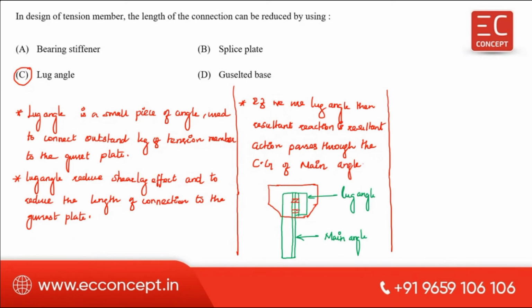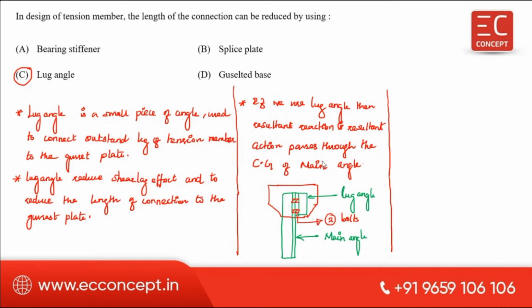The minimum number of bolts used to connect the outstanding leg of lug angle and main angle is 2. Very, very important point. Minimum 2 bolts are required to connect the outstanding leg of lug angle and outstanding leg of main angle. This is also factual data you have to keep in your mind. This is all about the lug angle.